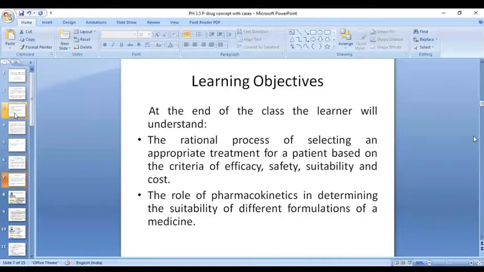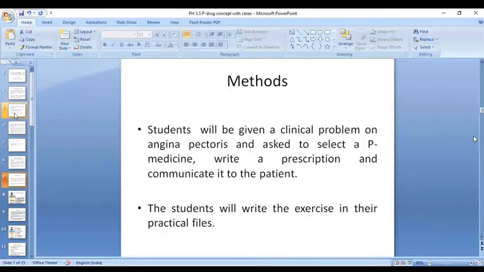Now, how we are going to go about this is that we'll be giving you a clinical problem. In this class, we'll be discussing angina pectoris, and we'll be selecting the P medicine, the P treatment, and then eventually prescribing and how to communicate. This part we have also already dealt with in detail in the last practical session, that is, how to write a prescription and how to communicate it to the particular patient, right?